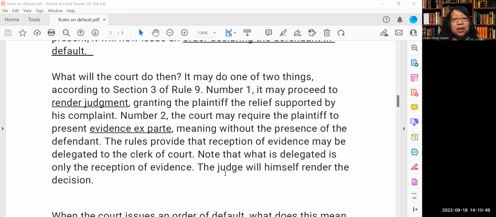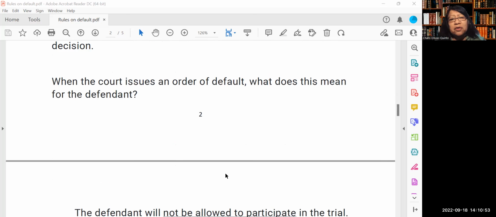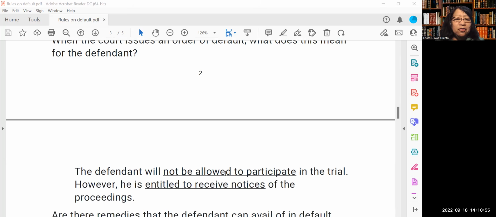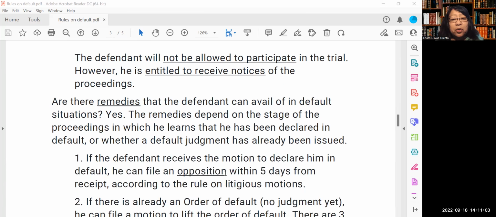So, when the court issues an order of default, what does this mean for the defendant? The defendant will not be allowed to participate in the trial, but he is entitled to receive notices of the proceedings. So, alam niya kung anong nangyayari sa case. Are there remedies that the defendant can avail of in default situations? Yes.